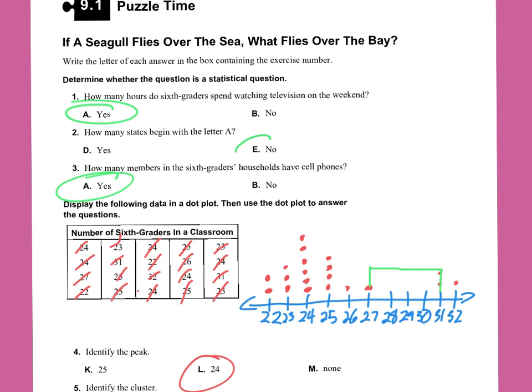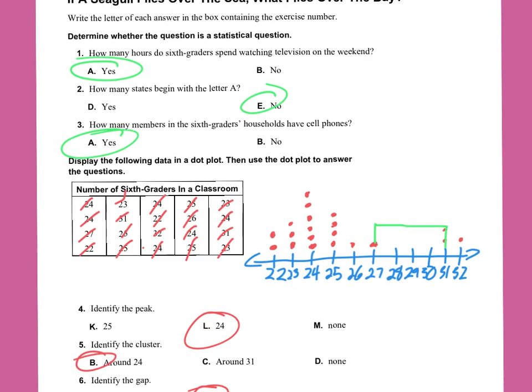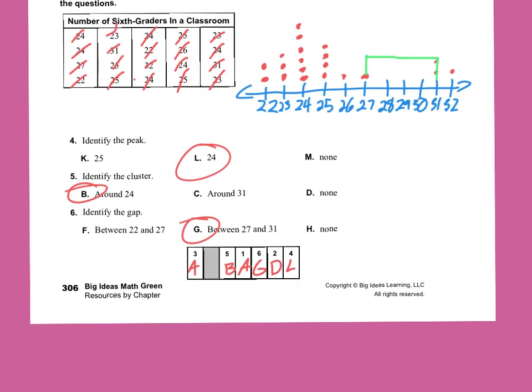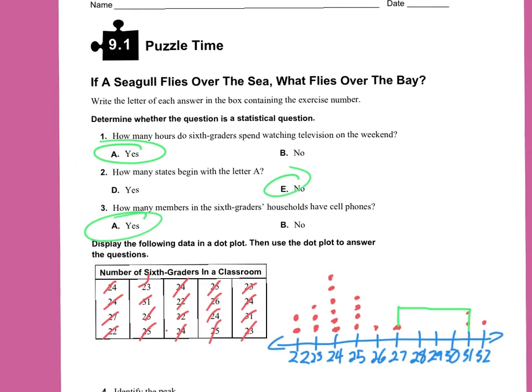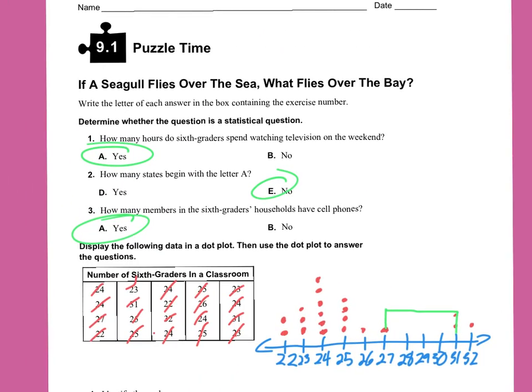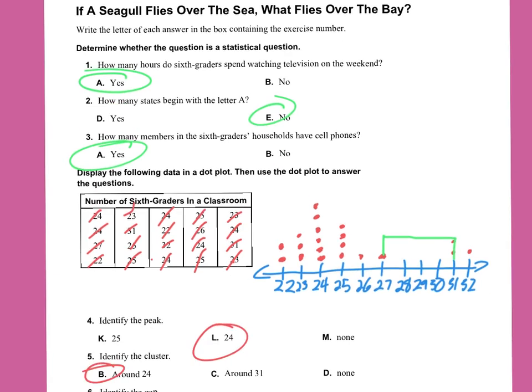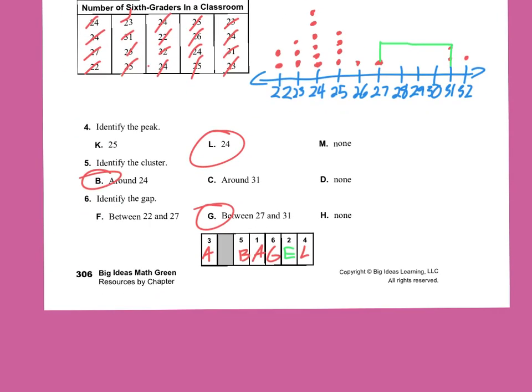So my answer on this one is E, and that makes our little puzzle down at the bottom a bagel. Now let's look at what it says. If a seagull flies over the sea, what flies over the bay? A bagel. Kind of fun.